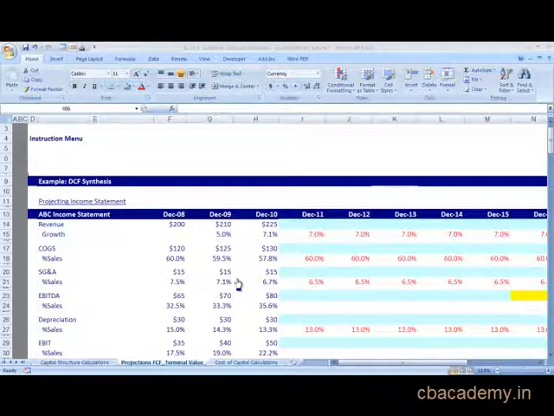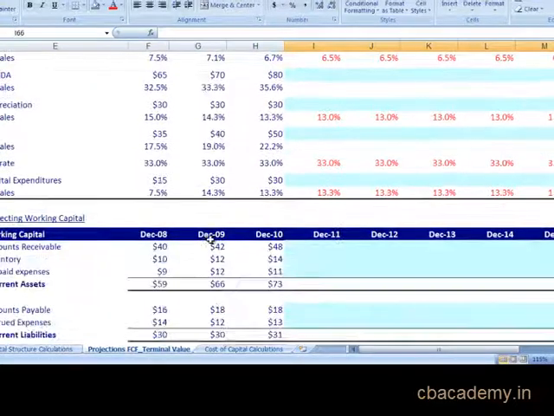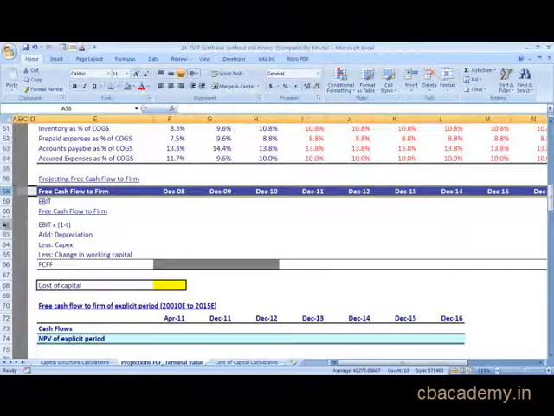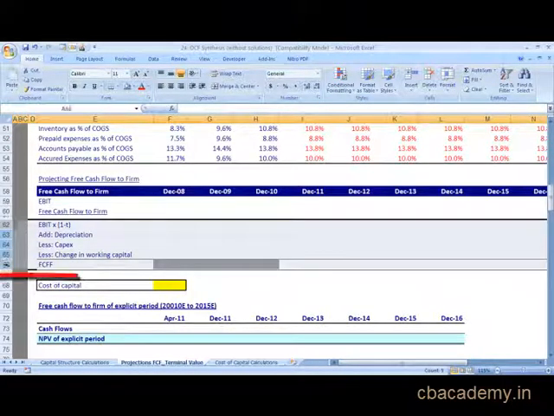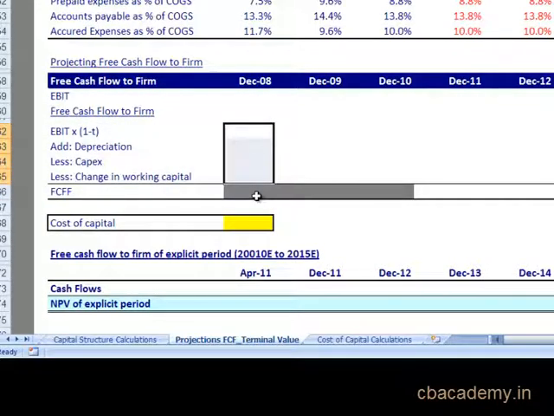Now in free cash flow to the firm, let's have a look at what this formula has to say. Let's go back and look at row number 58. Starting from 62 till 66, this is the formula for free cash flow to the firm. Free cash flow to the firm is EBIT times (1 minus T). You need to add the depreciation, less the capex, and less the change in working capital. The sum total of these four will give us the free cash flow to the firm.